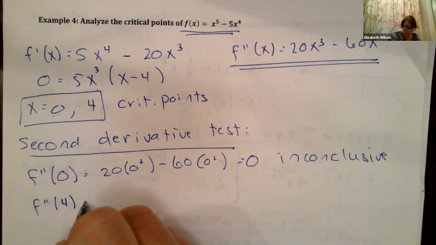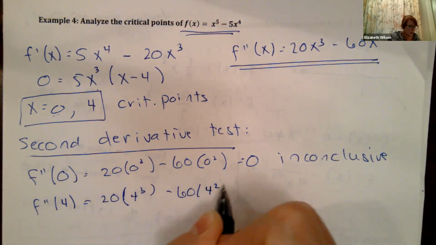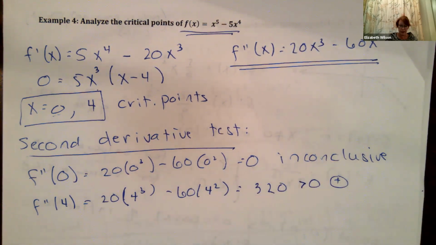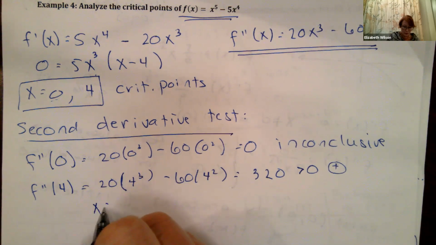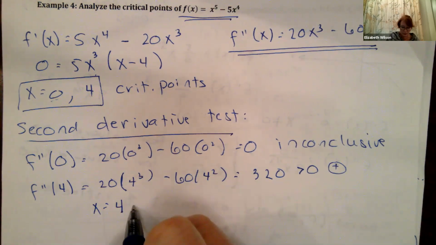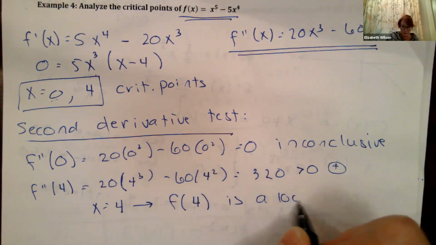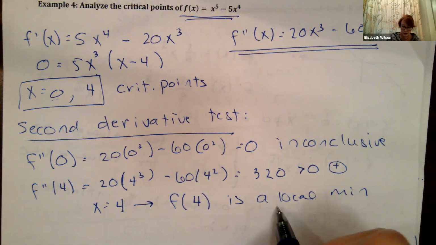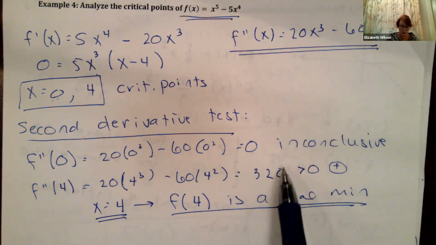So I'm going to plug in 4. So I'm going to go 20 times 4 cubed minus 60 times 4 squared. And I'm going to get 320, which is greater than 0, which makes it positive, right? My second derivative is positive, which means that the critical point x equals 4, which gives the function evaluated at 4, is a local minimum, because it means that my function itself is concave up. Second derivative positive, concave up. Okay, so this is a local minimum.